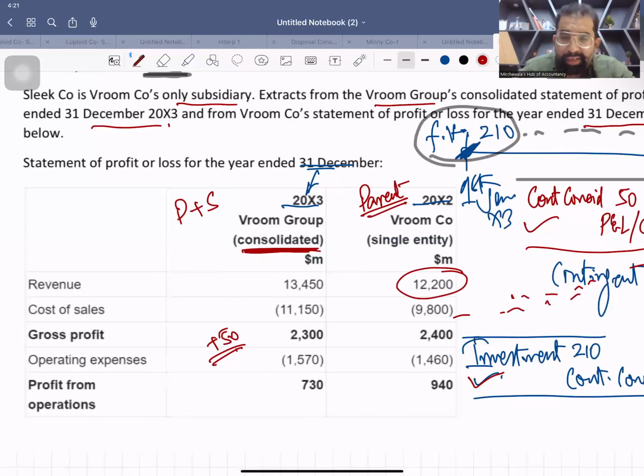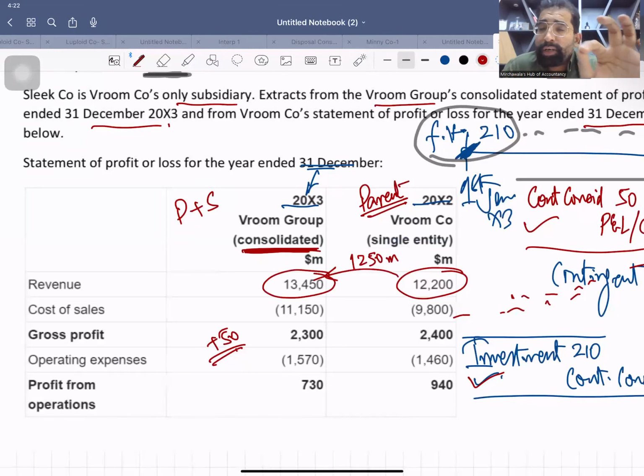One more thing I would like to highlight, be very careful and don't sleep. Last year when parent company was alone, there was only sales of 12,200. Okay, now with parent and subsidiary combined sales is 13450. Can anybody tell me how much is the increase? This is 1250 million. So that's total sales revenue increase is 1250.